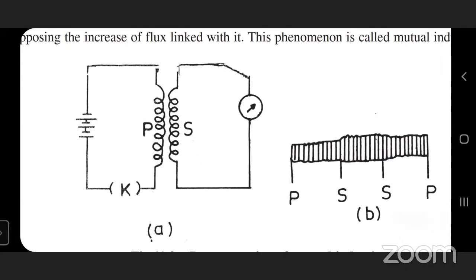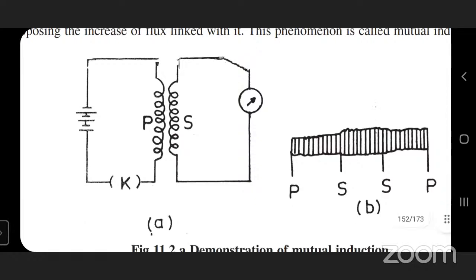If the primary coil is carrying a current, there is a flux. That flux changes, and the induced EMF is generated. Whenever the induced EMF is generated, the current I is generated, which is linked with the magnetic flux.